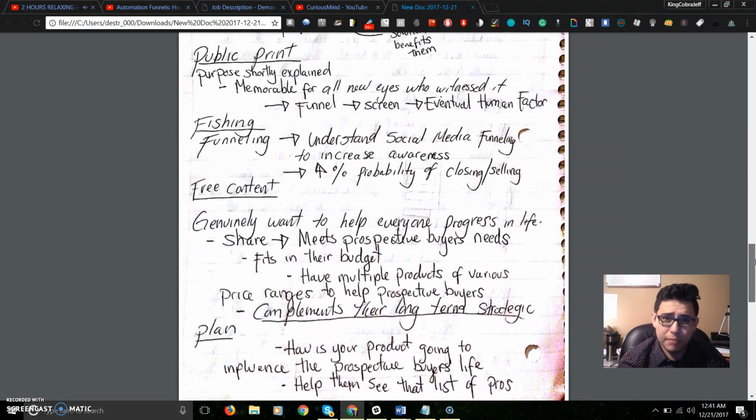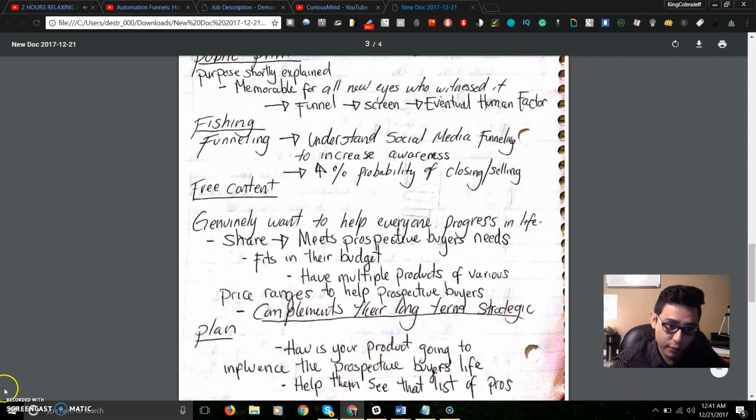So I'm going to go over this very briefly again. Public print, the whole purpose is that it's very shortly explained regarding what you do. The whole idea is that you hook them in and you get them to go on the website for them to take action. And it's really important that your print is memorable. So let me show you an example of what I mean.